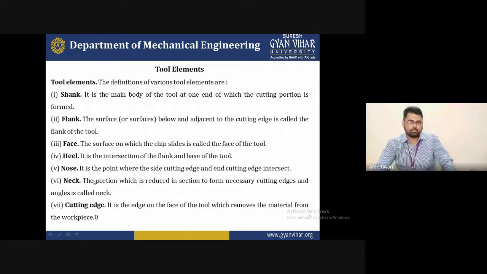Heel, that is the intersection of the flank and the base of the tool. These are the intersection points where the flank and the base of the tool meet, which we have mentioned on the diagram.